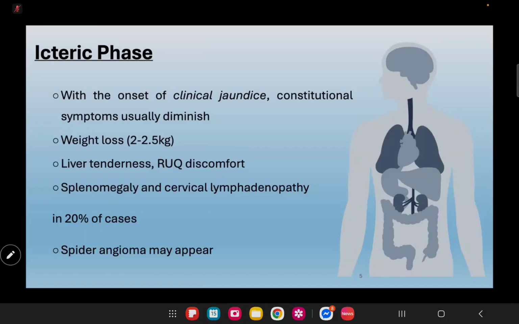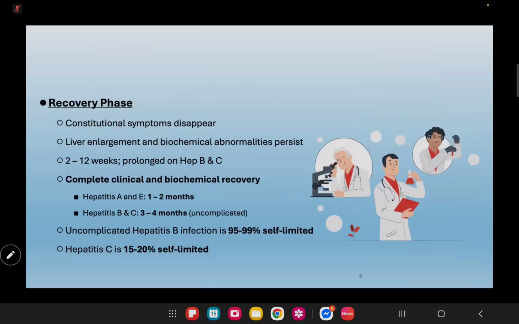In about 20% of cases, we may observe splenomegaly, cervical lymphadenopathy, and occasionally spider angioma may appear. These findings reflect the systemic effect of hepatic inflammation and mild impairment of protein metabolism. So as you can see, not only the liver is affected in hepatitis, there are also extrahepatic manifestations. After the icteric phase follows the recovery phase.